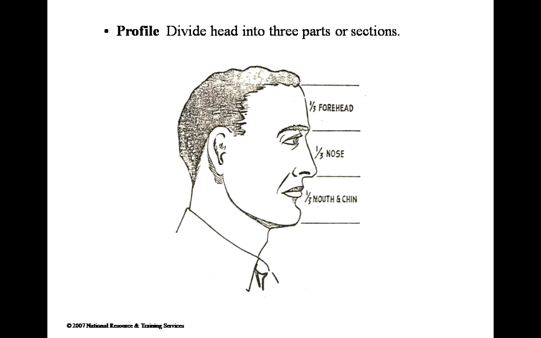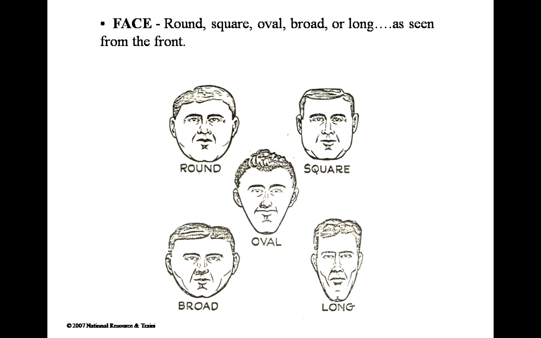When looking at someone in profile, divide the head into 3 parts or sections. The forehead, which is from the hairline to the eyebrows. The nose, which is from the eyebrow to the tip of the nose. And the mouth and chin, which is from the tip of the nose to the bottom of the chin. When talking about the face, is it round, square, oval, broad, or long? As seen from the front. Here are examples of each shape.